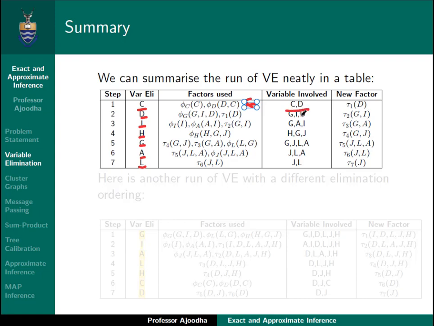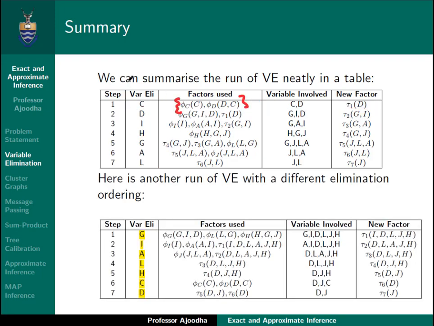We also write down the variables involved, which is this combined scope here. So CDE, which will be CD, GID, which is GID, IAIGI, which is GAI, and so on. And then we also write out the new factor that we got after marginalizing. So we have the new factor here, tau 1, which when we take out C, we end up only with D, and so on. So obviously, depending on how the variables are eliminated, in what order, you will have different tables, right?